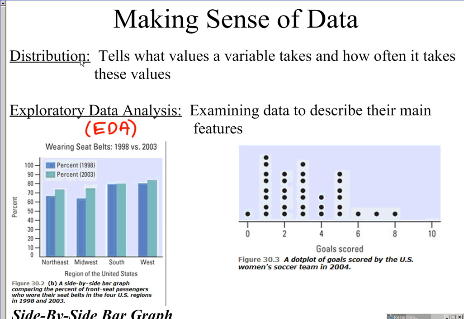Next, we have a dot plot. Dot plot for the number of goals scored by the U.S. women's soccer team in 2004. You can see that the number of matches represented here would be the total number of dots. They scored 0 goals in 1 match. They scored 1 goal in 2, 4, 6, 8 matches. They scored 2 goals in 6 matches, and so on. This again is an example of a dot plot.